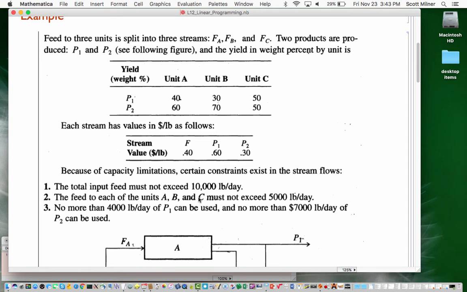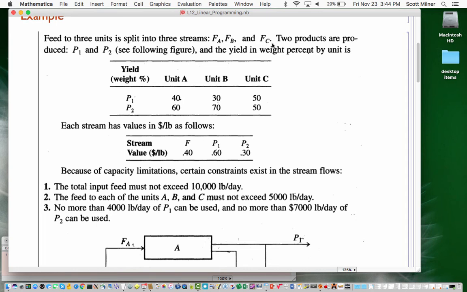So the first thing we have to do is to identify what are the unknowns in the problem. What are the things that we want to find that we don't know? So we don't know fundamentally how much feed to give to A, B, and C, and we also don't know the total, although clearly the total is in terms of A, B, and C, FA plus FB plus FC.